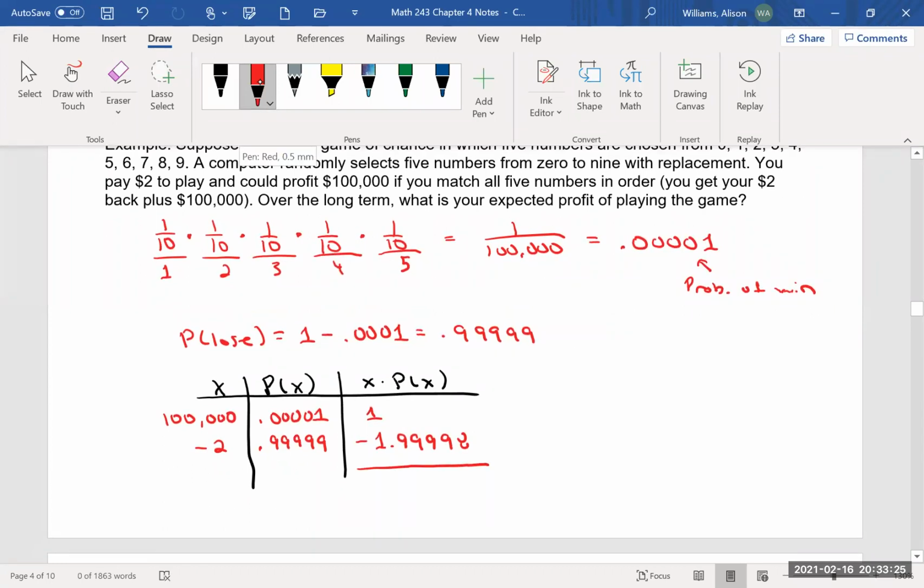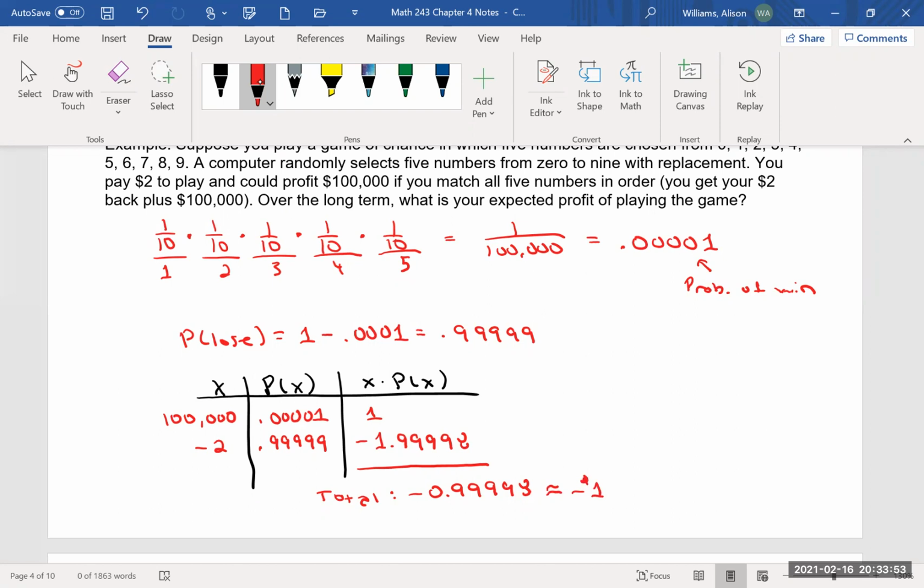All right, so add those together. So that's going to give us a total of negative 0.99998. So here's what that means. In dollars, if we're rounding it because we're talking about money, this would round to -1. So that means we're expecting on average to lose $1.